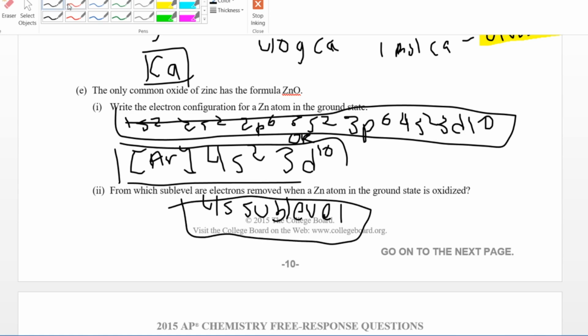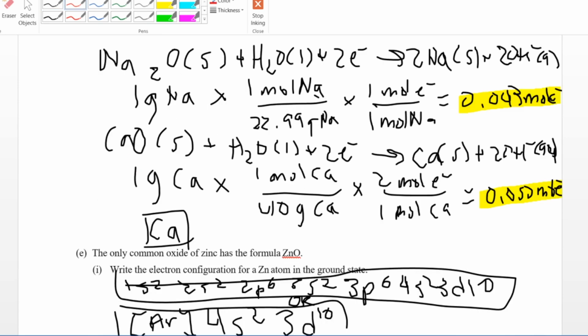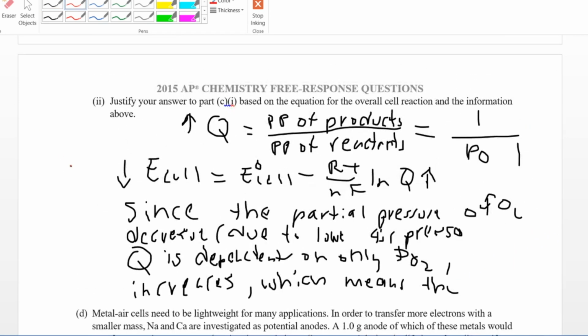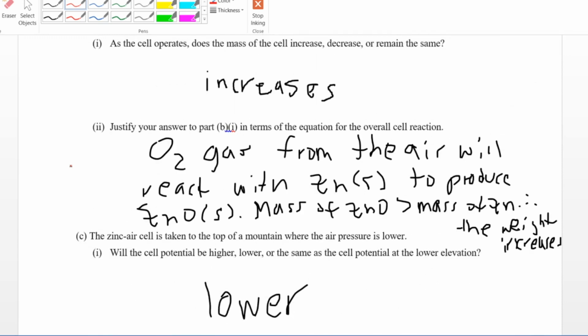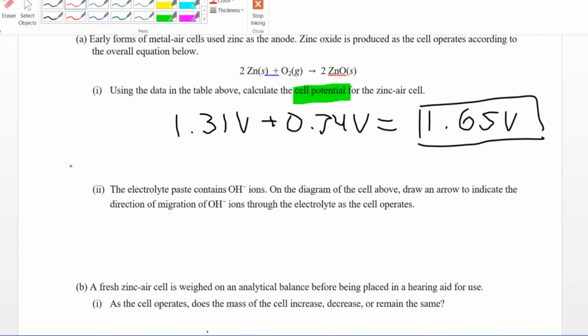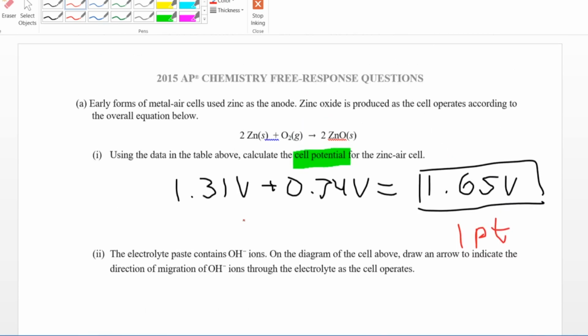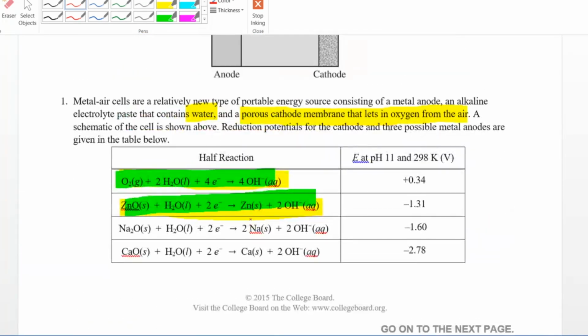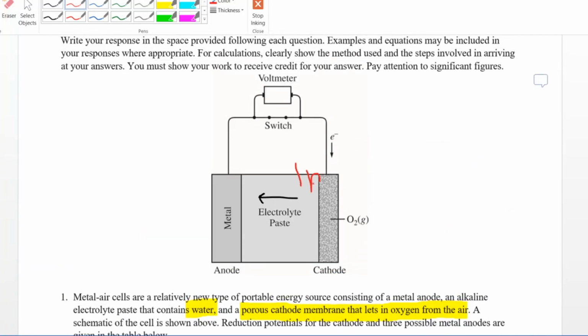Now we'll go through grade breakdowns and see what credit you will get for each answer. For the first question, you only gain 1 point for just getting the correct cell potential. So that's 1 point right there. It doesn't even mention units, but definitely always put units just in case. For part 2 of this, 1 point is earned for doing the correct arrow from right to left. See right there? That's another 1 point.